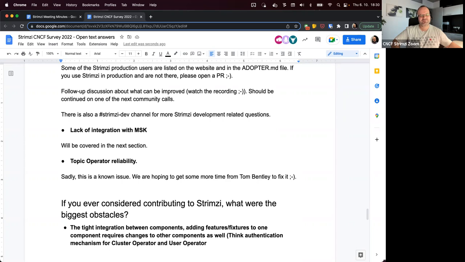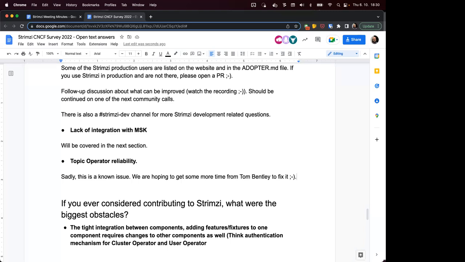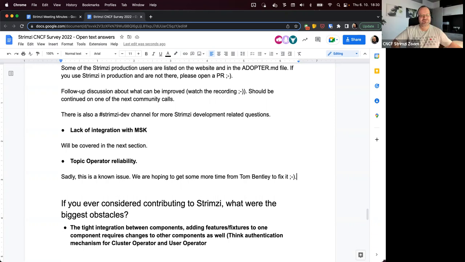Unfortunately, the topic operator is fairly complex with the bidirectional synchronization. It indeed has some bugs, so sorry for that. There was also a guy called Tom C that was looking at fixing it. I don't know what happened to him. A lot of people did some work on the topic operator and they usually run away. If anyone is interested in contributing to this, the topic operator is definitely one of the areas where we are looking for contributors. So ping us. I'm not sure there's much more to say about it here, I'm afraid.